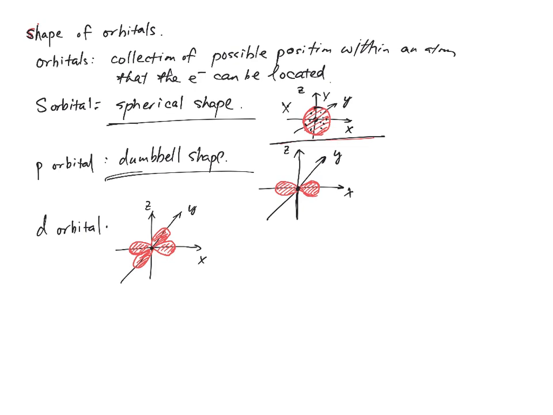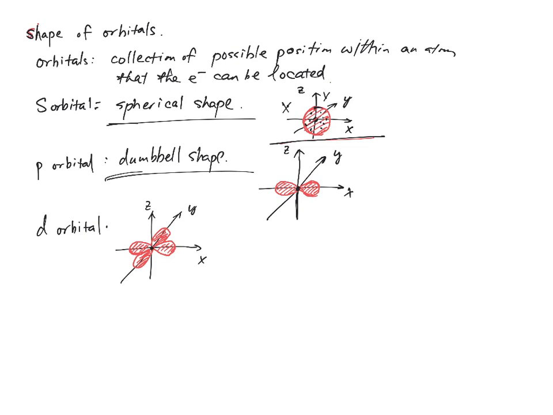And if you're wondering, you said s orbitals are spherical. What about 1s and 2s? Is there any difference between them? Yes, the size of those spherical balls is going to be different, but they're all centered around the nucleus. And the same thing goes for your p orbital, d orbital, or whatever.